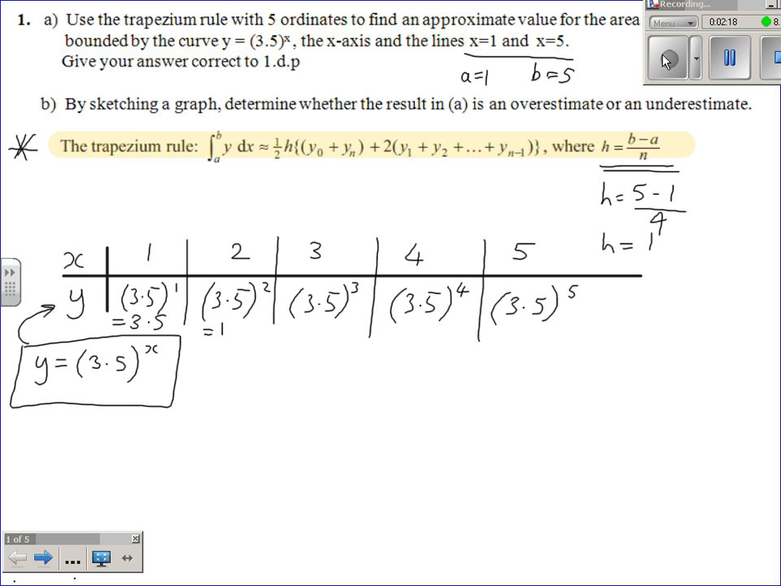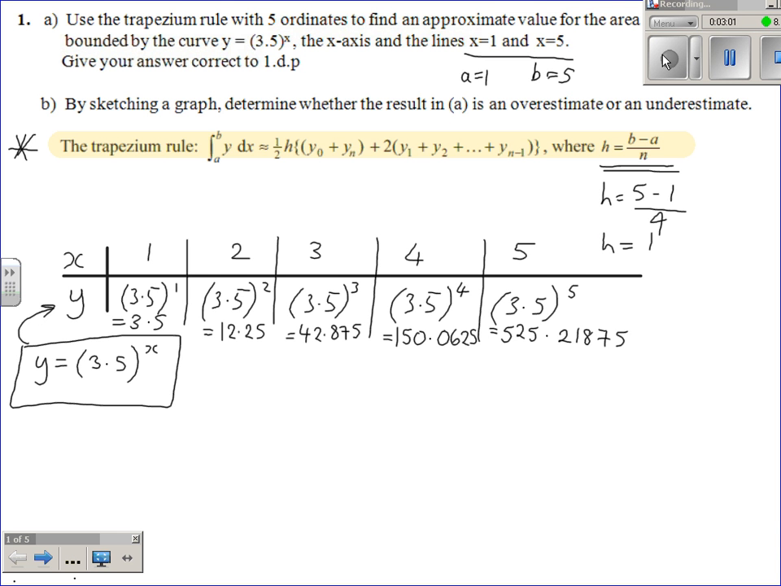3.5 squared, if you pop it on your calculator, is 12.25. 3.5 cubed on your calculator, you get 42.875. 3.5 to the power of 4, you've got 150.0625. So keep these as accurate as possible. 3.5 to the power of 5 is equal to 525.21875. Okay, it is important, though you might feel a little bit lazy, to write down all those decimal places, because you'll lose your accuracy mark at the end when you're rounding to one decimal place if you don't. So definitely worthwhile.